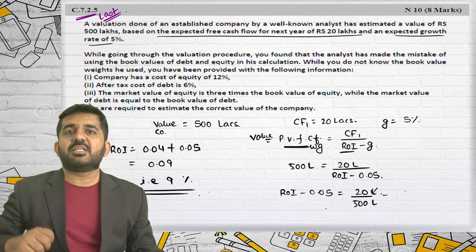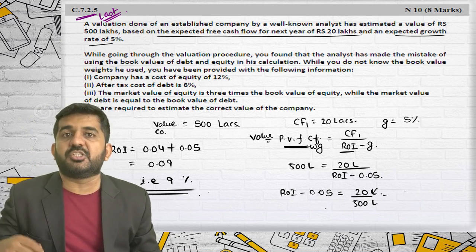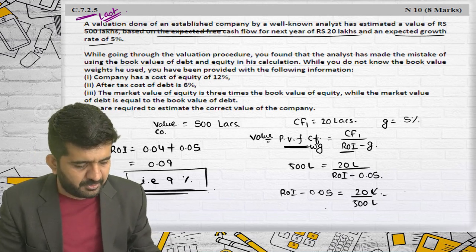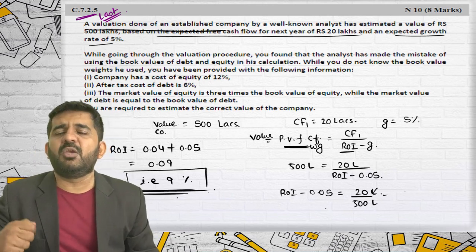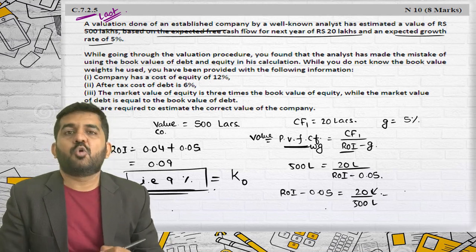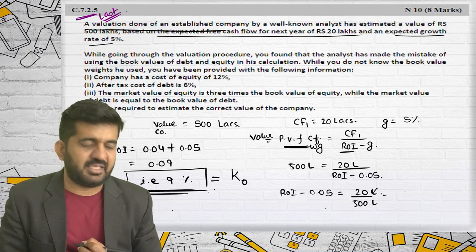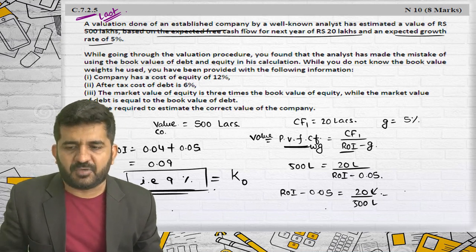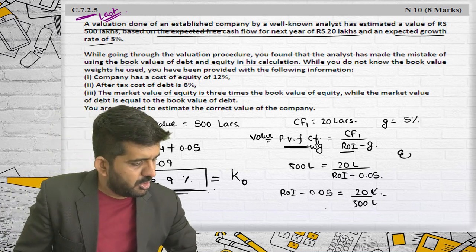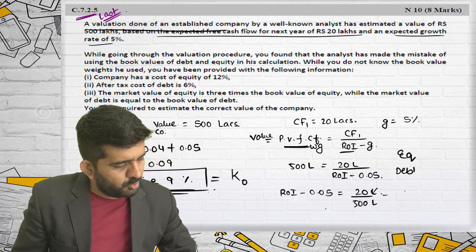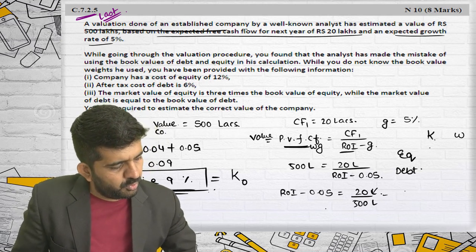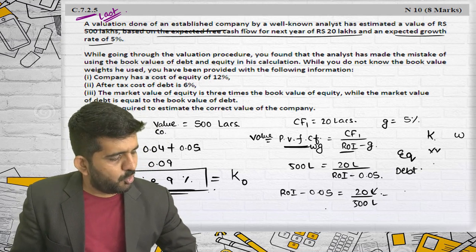So what discount rate has this particular person used? The person who has valued this company has used 9%. And believe me, what is the discount rate which a company normally uses? Overall cost of capital, Ko, or weighted average cost of capital. How to find out weighted average cost of capital is very simple. You take equity, you take debt, you take weight, you take a cost over here.